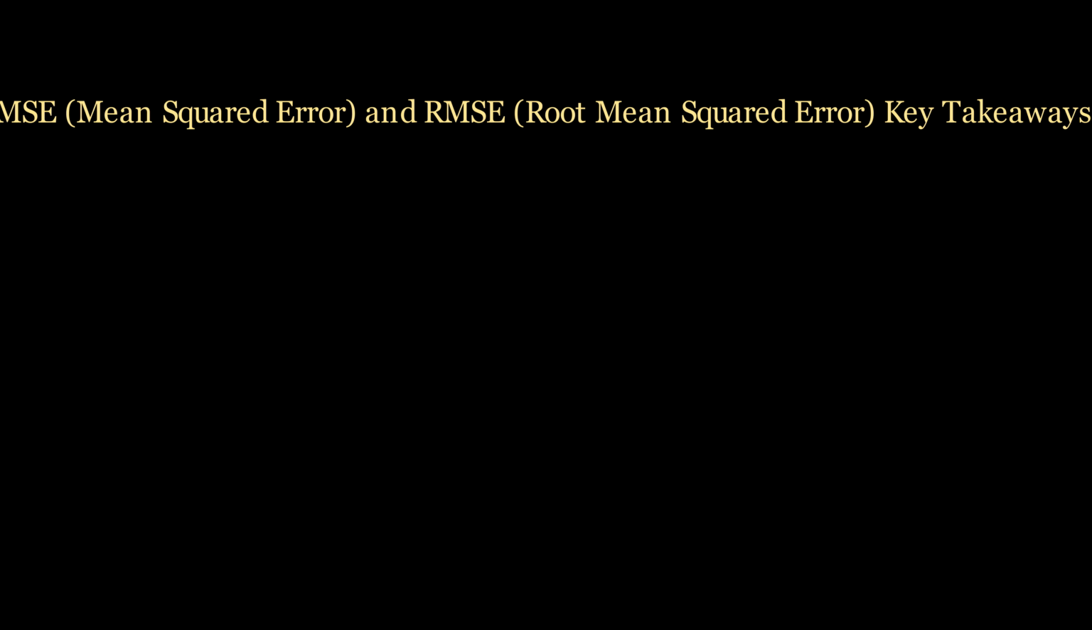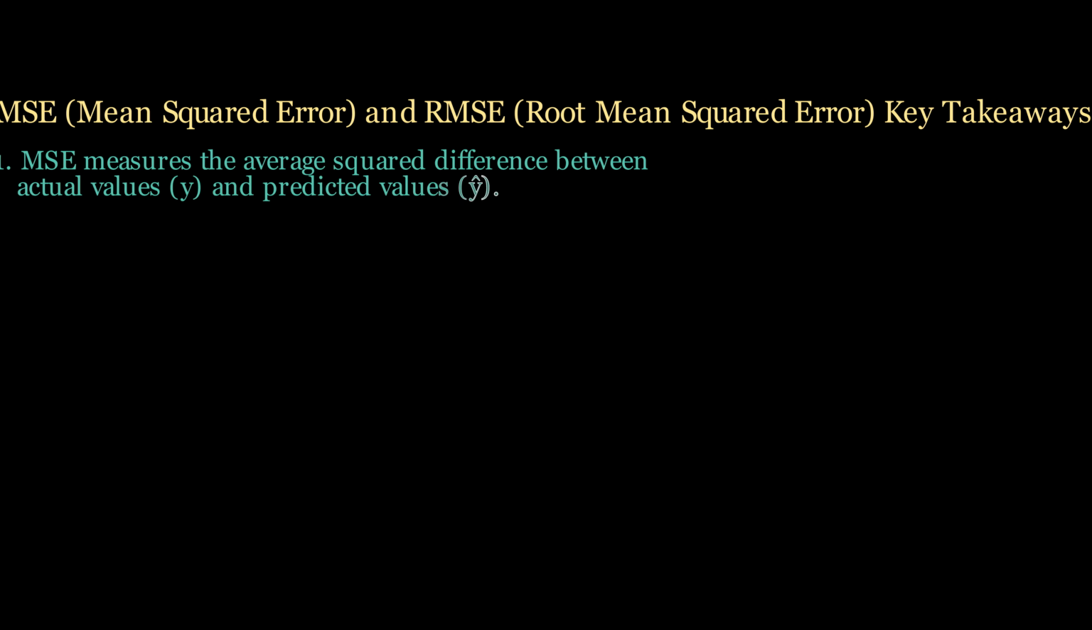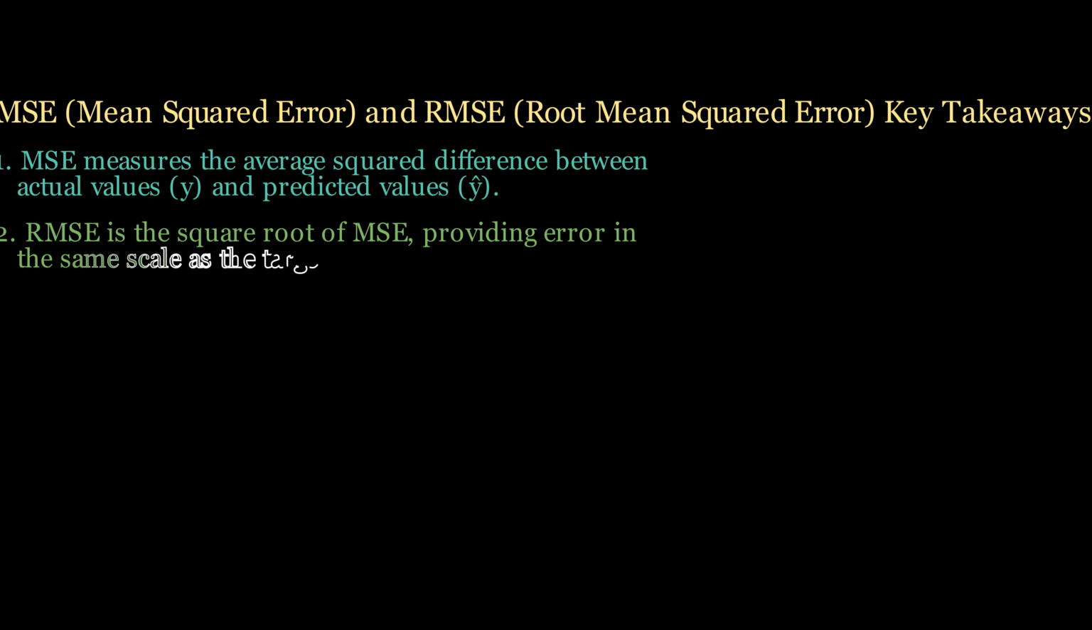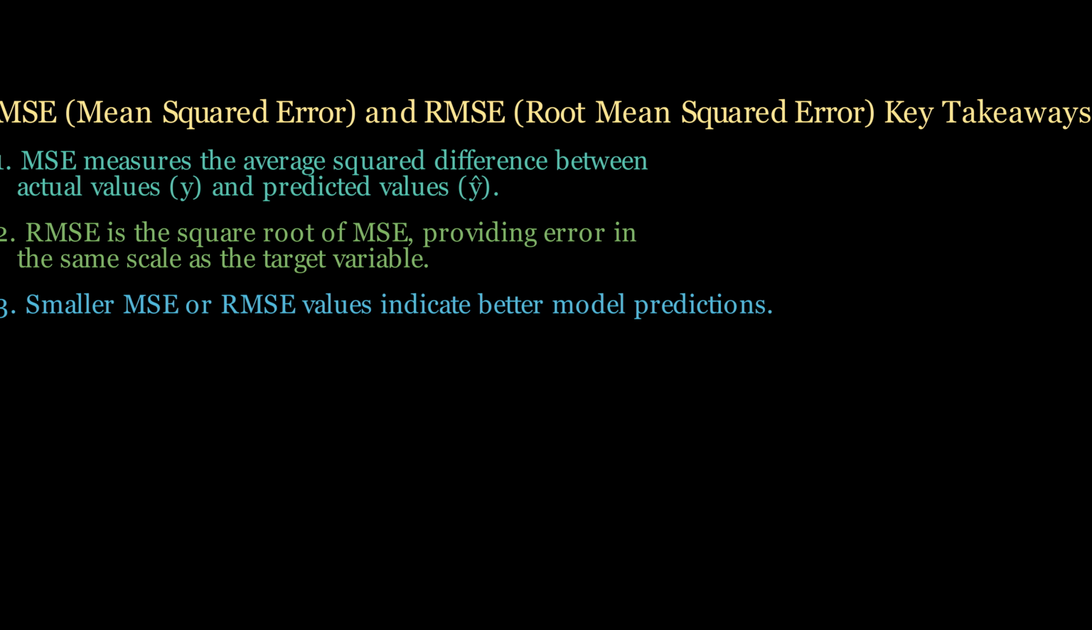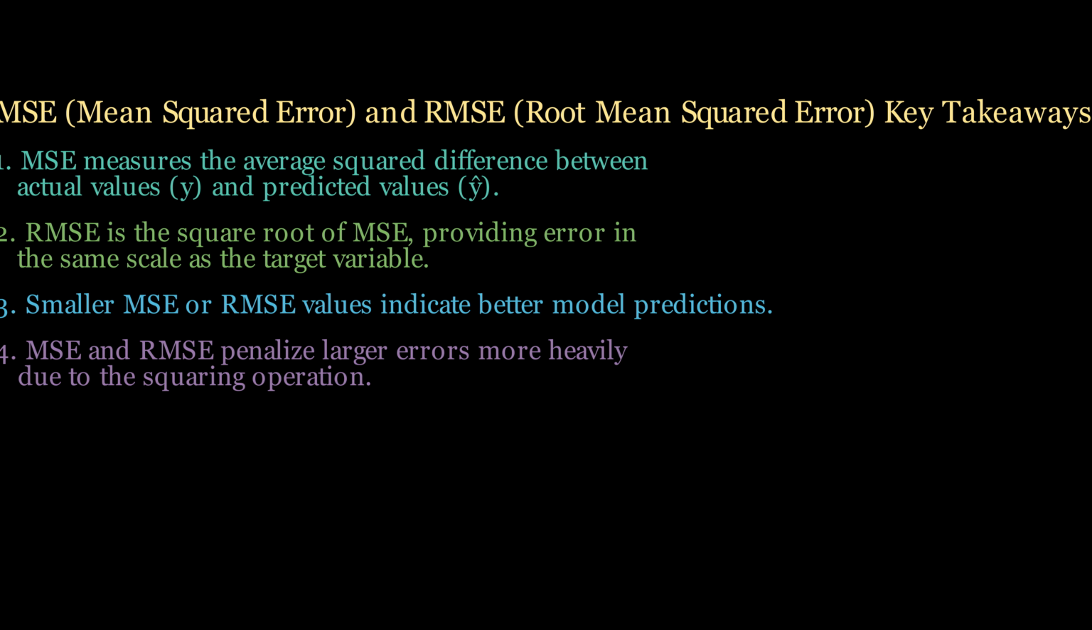Here are some key takeaways about MSE and RMSE, or mean squared error and root mean squared error. MSE measures the average squared difference between actual values and predicted values. RMSE is the square root of MSE, providing error in the same scale as the target variable. Smaller MSE or RMSE values indicate better model predictions. MSE and RMSE penalize larger errors more heavily due to the squaring operation.